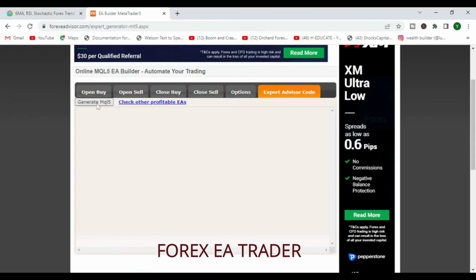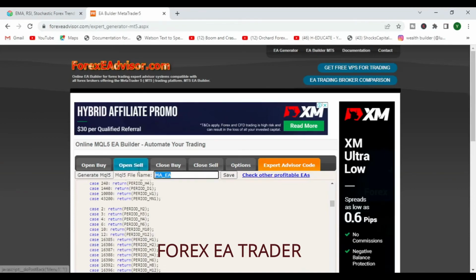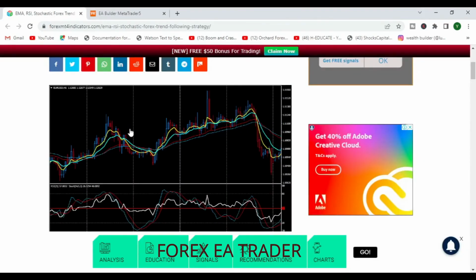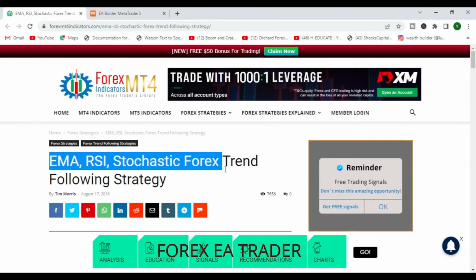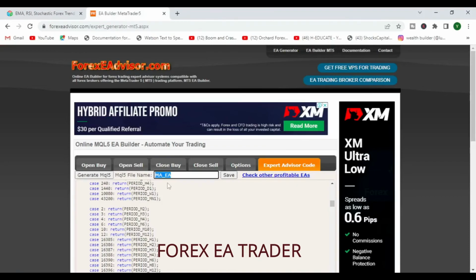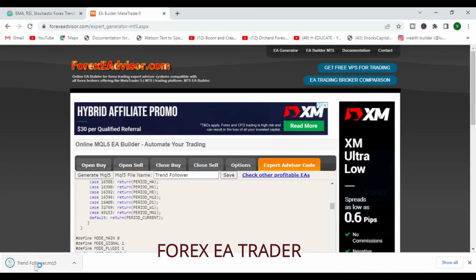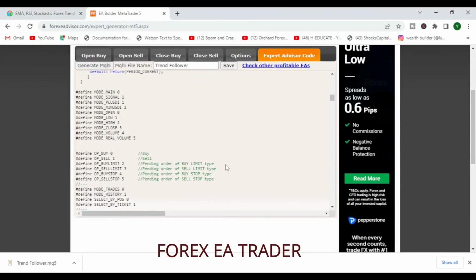Then when we come here, we are going to get the code. So you're going to say generate MQL5, which is going to generate our code. And here you can name your robot. What do I call it? I don't know. Let's just call it trend follower, and we save. We are going to get our source code there, and we are going to place it into MetaTrader 5, and we are going to compile it, and our robot is going to be live.